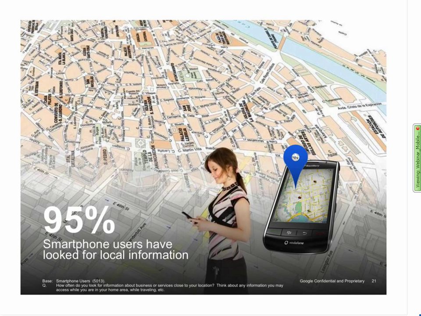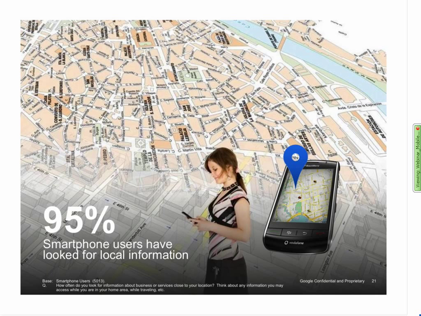So one of the key usage patterns we're seeing among smartphone users is that they're looking for local information. In fact, practically all smartphone users have done this, making it not only one of the most common activities, but at 95% of smartphone users, it's practically universally done. Now, we asked this question based on frequency, and when we look at the data, 44% actually look up local information all the time or frequently on their smartphones.